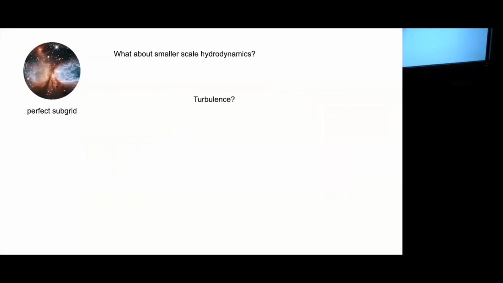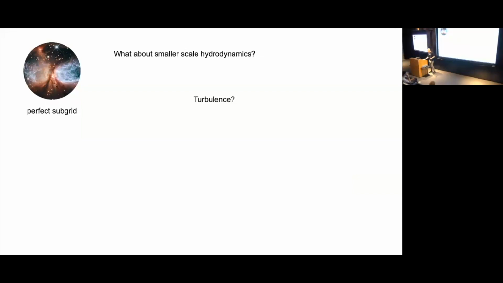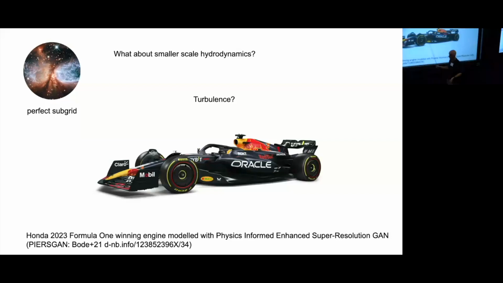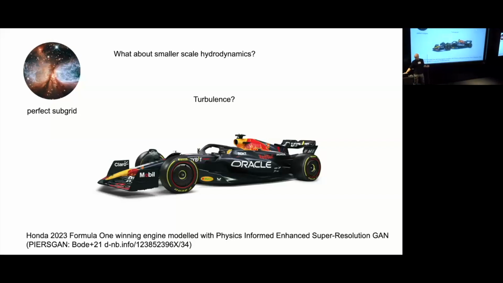Okay, and supposing we want to go to even smaller scales, what about turbulence? What about star formation? What about things like that? What can we do? So here, I decided to look at some other field outside of astronomy, right? So you might know about Formula One, you might know that Honda won the World Constructors Championship. At least their engine won this year, and they've won before. Turns out that the guy who does the modeling for that actually uses physics-informed super resolution GAN to actually enhance the modeling, right? So here you're doing turbulence and combustion.